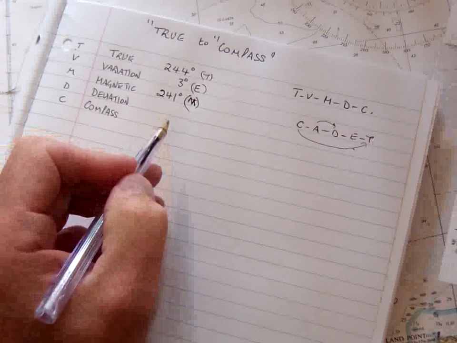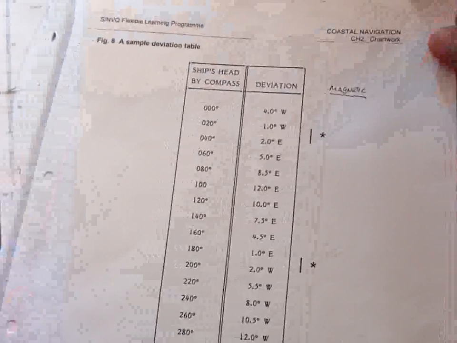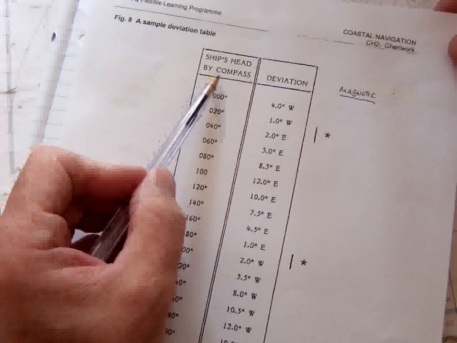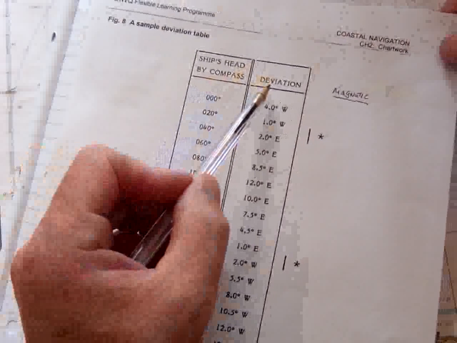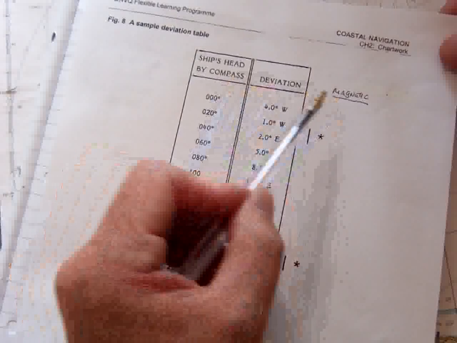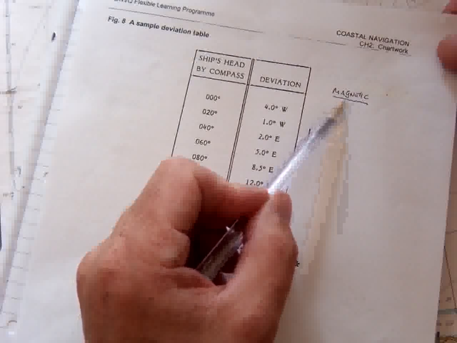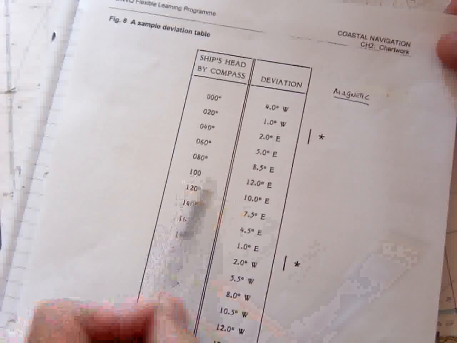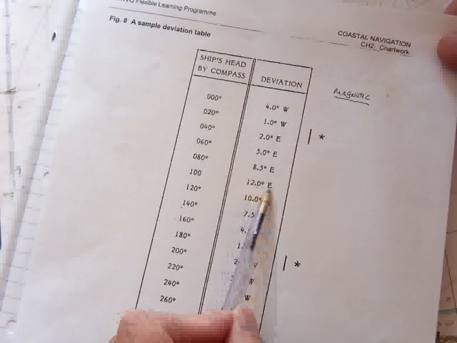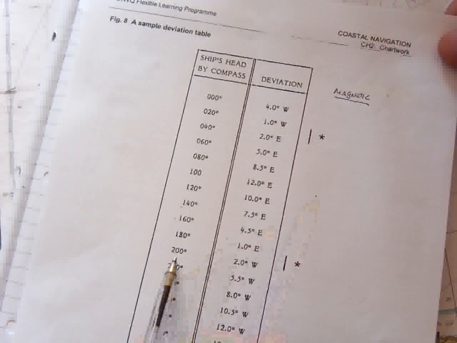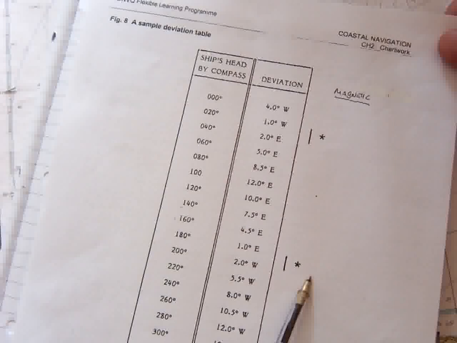Okay, let's look at our deviation table. On the deviation table you can see that at the top we have ship's head by compass, then we have deviation, and I've written here that an application of deviation to the ship's head by compass will give us magnetic course. So if, for example, our ship's head was 100 degrees, applying the deviation of 12 degrees east would give us 112 degrees. If we looked at 200 degrees, apply the 2 degrees west, that will give us 198 magnetic.